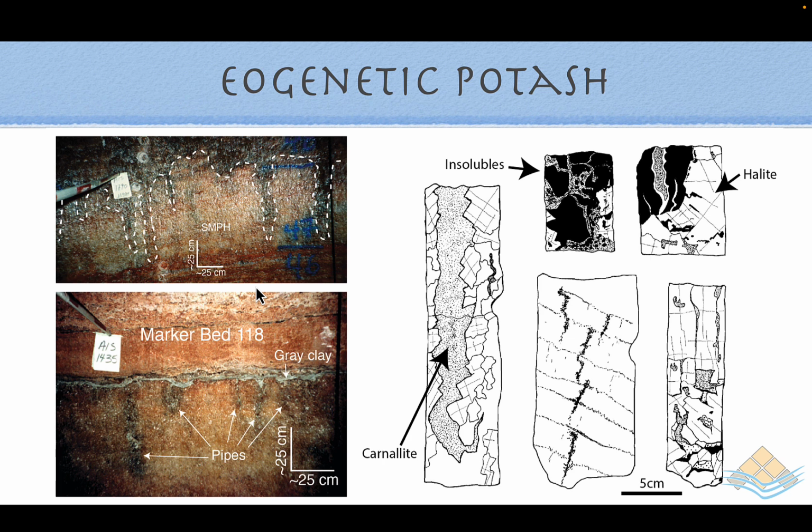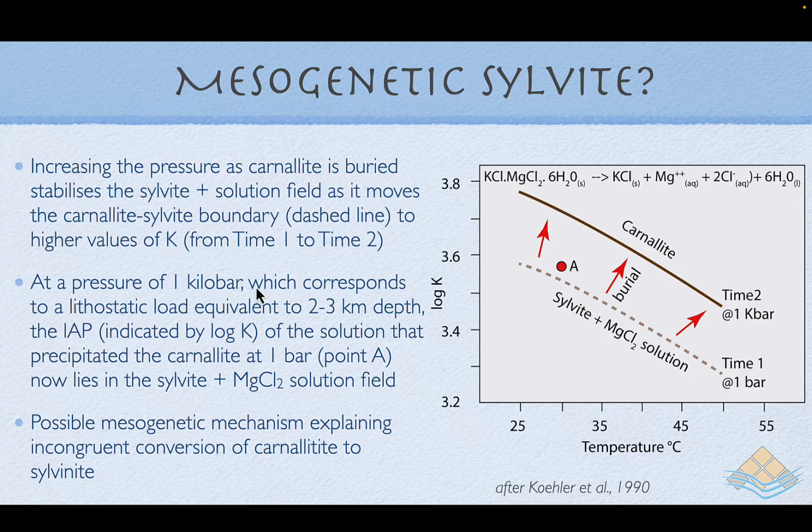We'll follow this up a little later when we look at climatic associations, and we'll see that if we look at the giant potash deposits around the world that are being exploited, most of them are associated with hyper-arid hothouse earth conditions. But then let's look at what happens in the subsurface. In the subsurface, we can create mesogenetic sylvite.